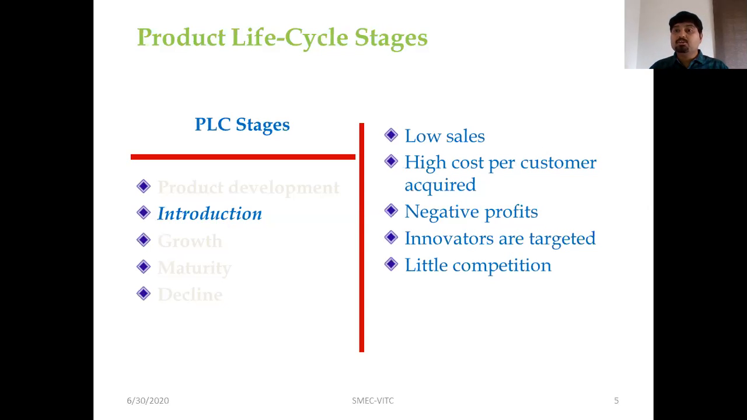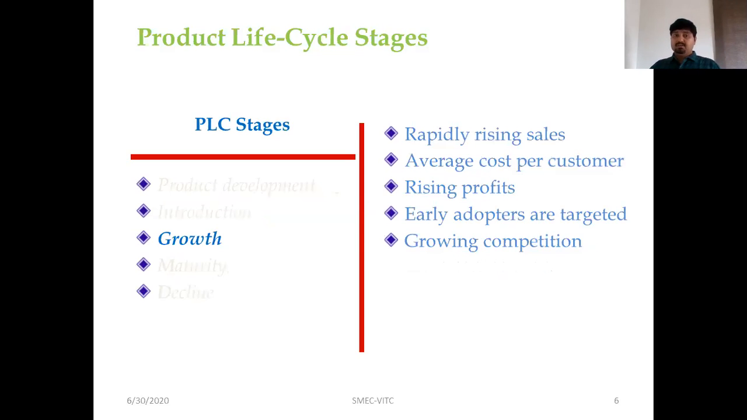The approach that could be followed in your introduction phase is about targeting the innovators, the people who are looking for new ideas, new products, new things to be tested, new things to be observed, understood. So they are called as innovators. Innovators are going to be targeted. And as this product has just entered, you may not find competition from the other products in the market. So we could say the competition level is little.